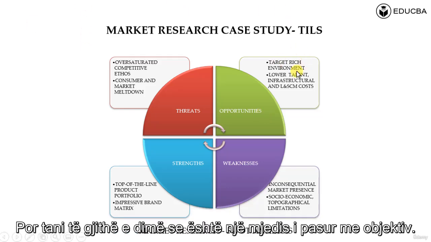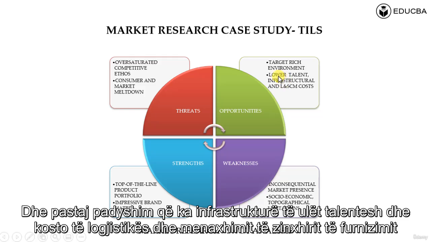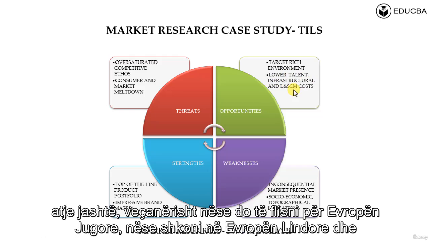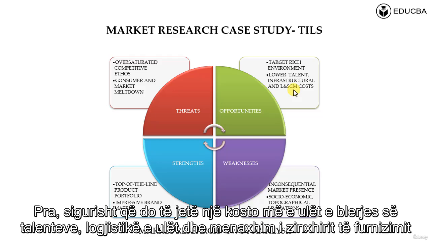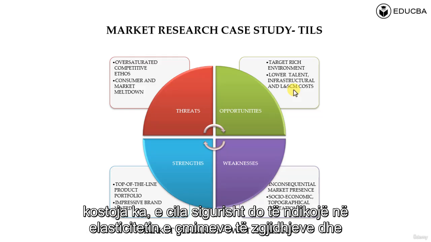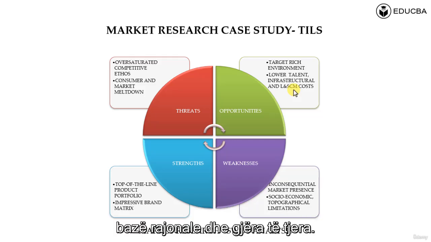But now we all know it's a target-rich environment. We've been talking about it. We've been harping about it for quite some time now. And then obviously there are lower talent, infrastructural, and logistics and supply chain management costs out there, especially if you're going to be talking South Europe, if you're going to be talking Eastern Europe, and that's where most of the recruitment is going to happen from in any case. So of course it's going to be a lowered talent acquisition cost, lowered logistics and supply chain management cost out there, which of course is going to be impacting the price elasticity of the solutions and the product that is going to be offered out there to various business biospheres on a countrywide, industry-wide, regional basis and stuff. Fine. So this is the opportunity matrix.